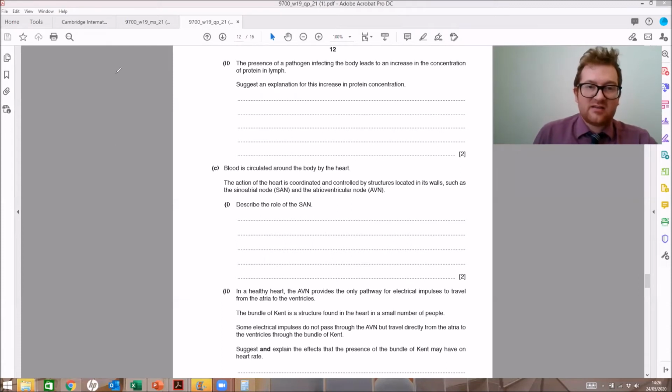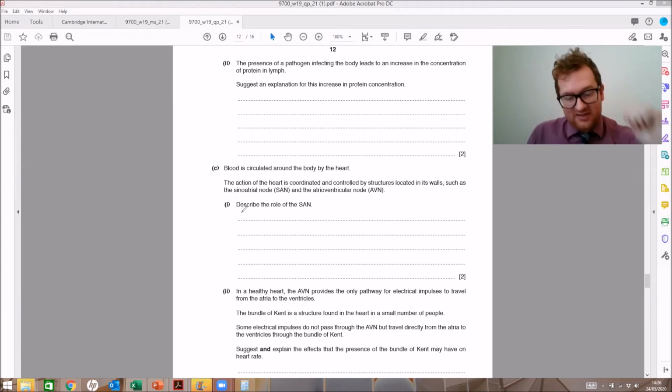Question C. Blood is circulated around the body by the heart. The action of the heart is coordinated and controlled by structures located in its walls, such as the SAN, the sinoatrial node, and the atrioventricular node, AVN. Well, the SAN is effectively the starting point.